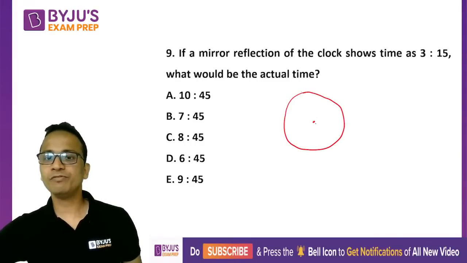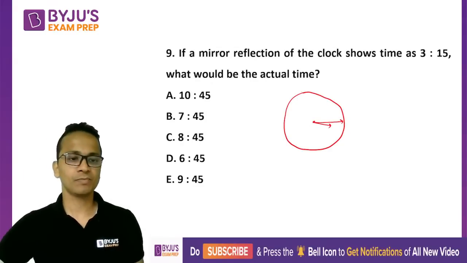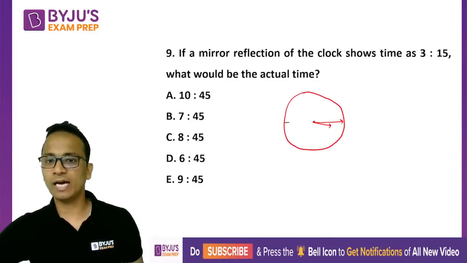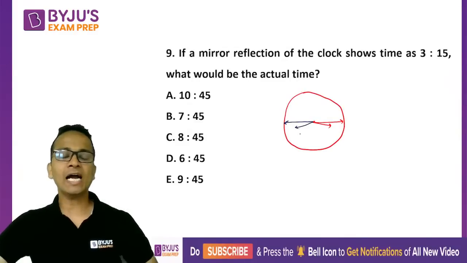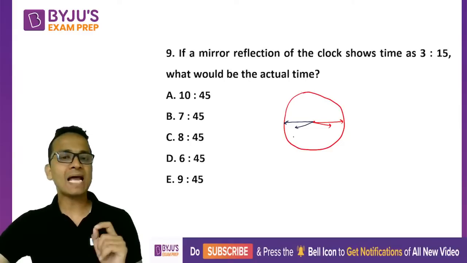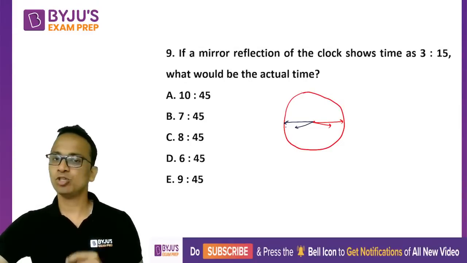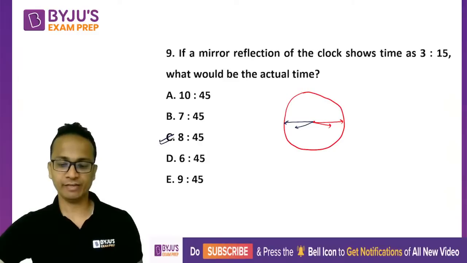Okay, so 3:15, that means minute hand is here and hour hand is somewhere here. So this is the mirror reflection. So just reflect both the hands. So the correct time will be shown by blue color, something like this. So hour hand will be between 8 and 9 and minute hand will be exactly at 9. So the time is 8:45.